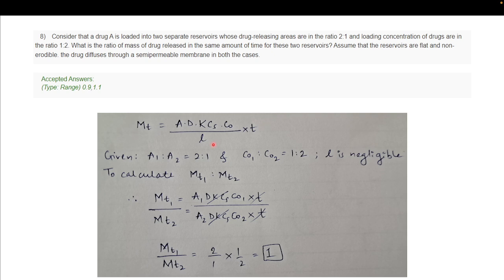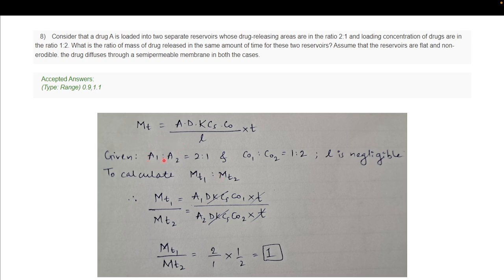So, too many values here, but we have already seen from the question that since the drug is the same, your D, K and Cs, which are the properties of that drug, your diffusion coefficient, partition coefficient and solubility of that drug in the polymer, are not going to change. That will be the same in both the cases. So the only thing that is changing is the area of these two reservoirs and the initial concentration of the drug. We have been given that the ratio of the area is 2 is to 1, so your A1 is to A2. So I just have to take a ratio of these two values, which are the mass of the drug being released from these two devices.